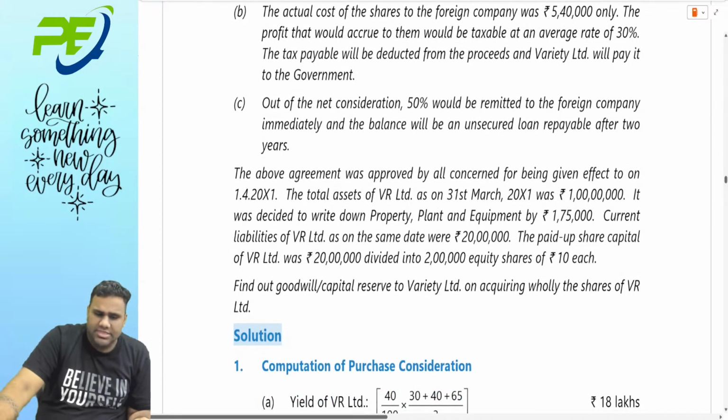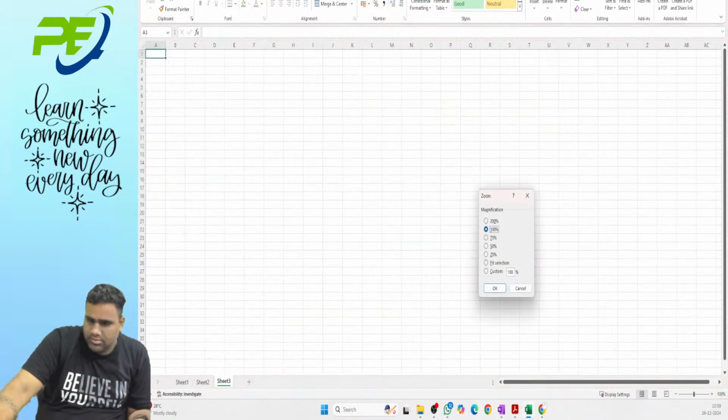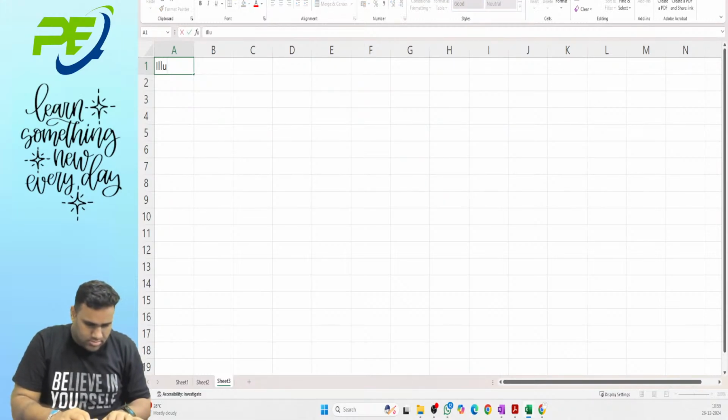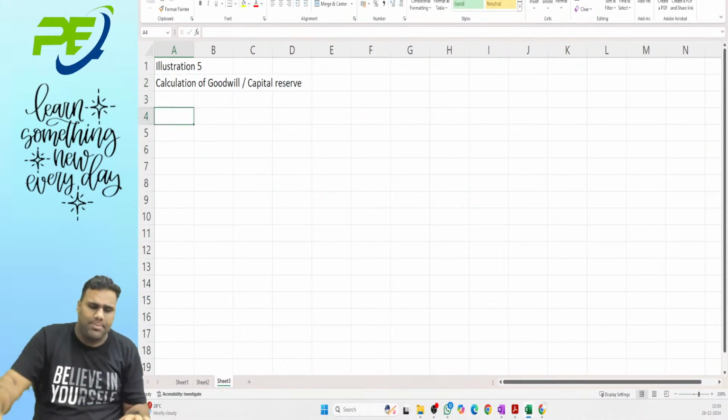So they are asking us goodwill or capital reserve. Let's begin. Illustration 5. Calculation of goodwill slash capital reserve.